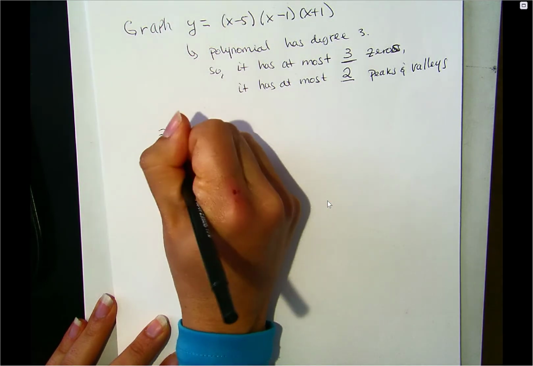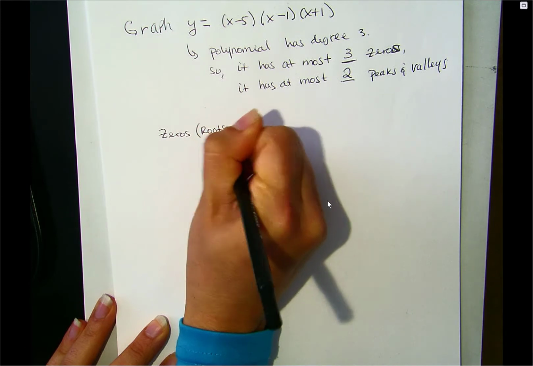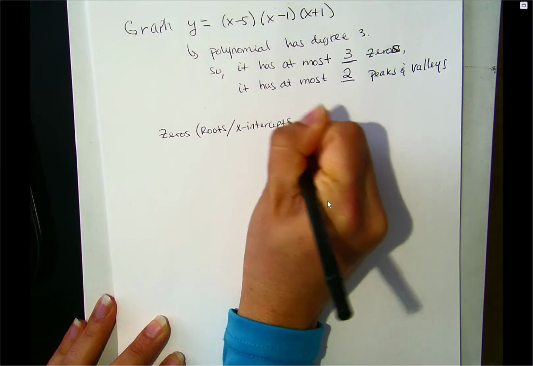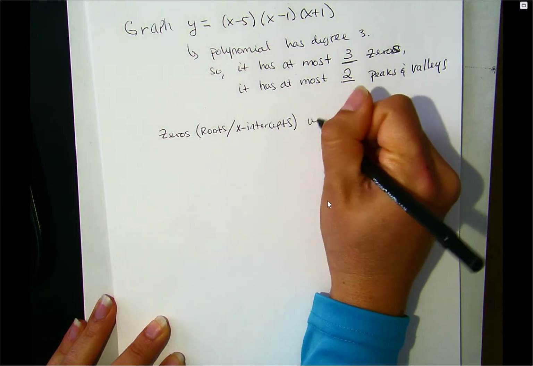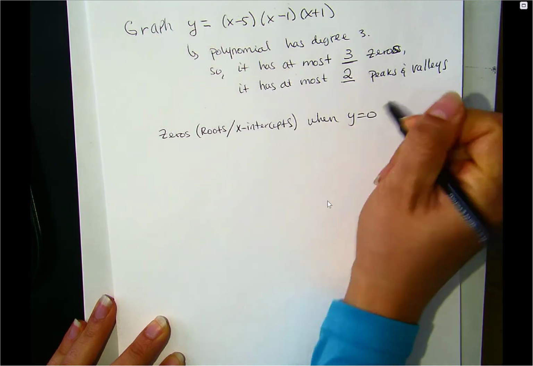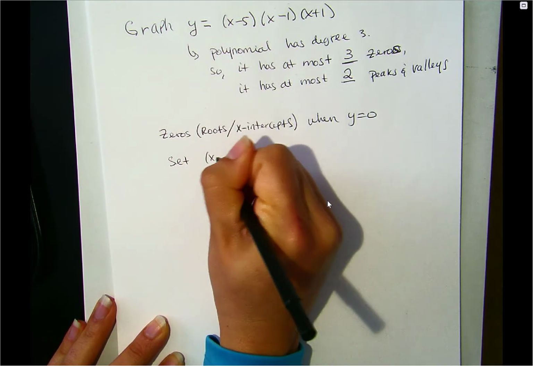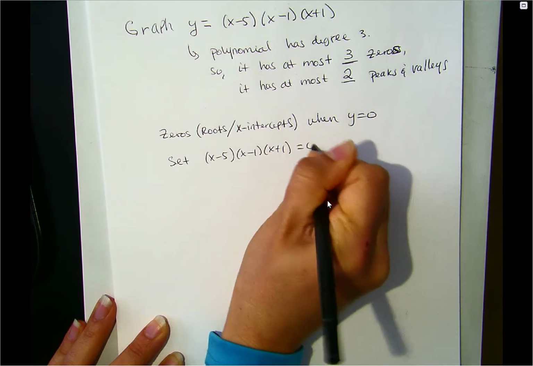We find the zeros or the roots or the x-intercepts. So the x-intercepts have lots of names. Zeros, roots, x-intercepts is when y equals 0. So you set your whole equation equal to 0. So set x minus 5, x minus 1, x plus 1 equal to 0.